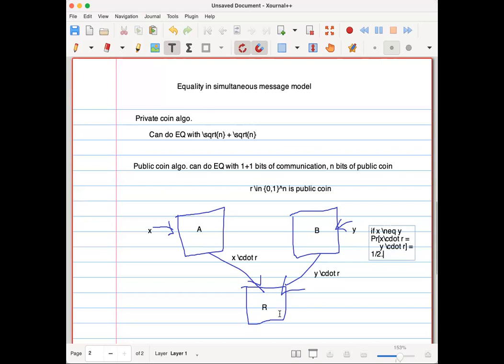Okay, how do you boost the probability? It doesn't look very good. In one case, the probability of a correct answer is 1. In the other case, the probability of a correct answer is half. But this is good for us, right? This is one-sided error. Therefore, we can repeat.